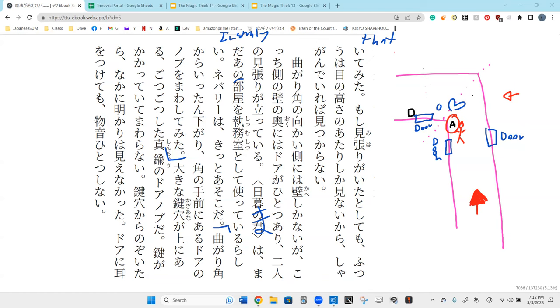Kado no temae ni aru doa no knob wo mawashite mita. Right. I make an attempt to turn the knob of the door that is right within my reach at the corner. Perfect. Which door do you think we're talking about? C or D? We're talking about D here. Sadly, I mean, sorry, C. Yes, perfect.